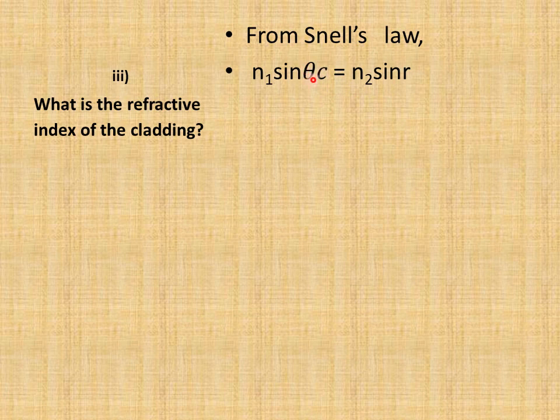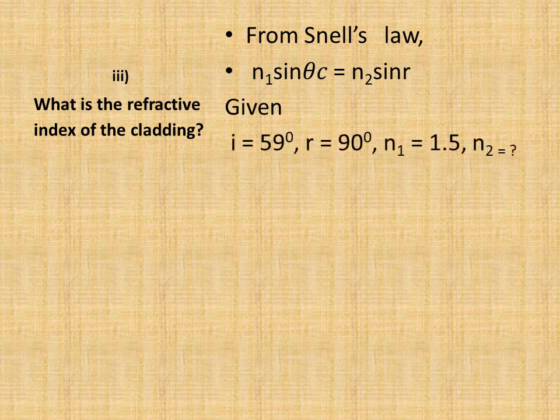It so happens that at the critical angle in the cladding, the angle of refraction is 90 degrees. These are the parameters that have been given to us. The angle of incidence, which happens to be the critical angle, and this is the angle of refraction, and 1.5 is the refractive index of the core. So N2 is the refractive index of the cladding.